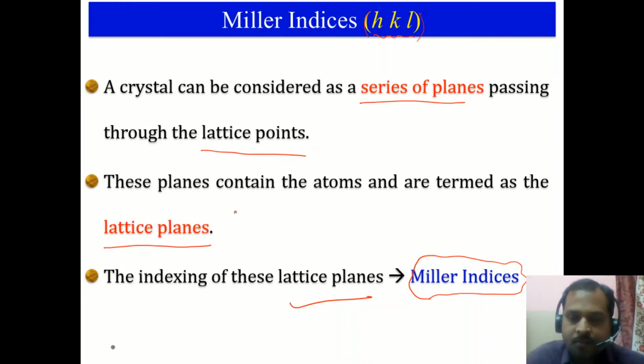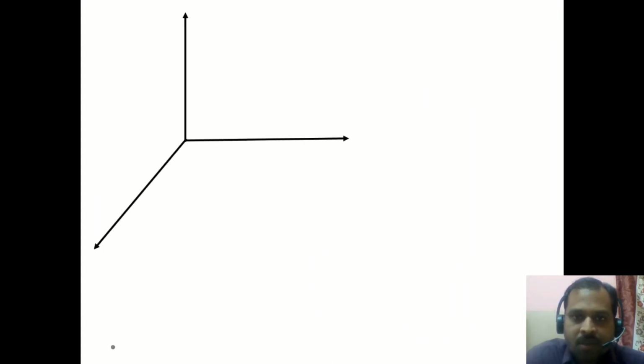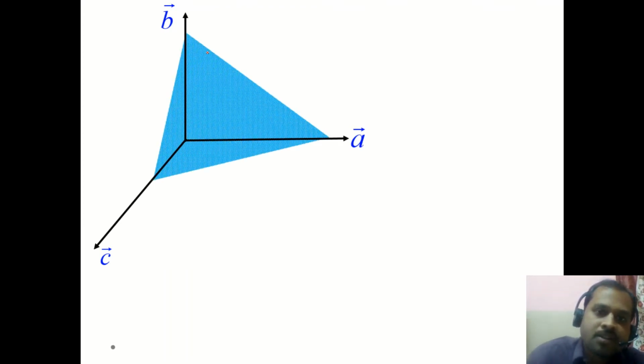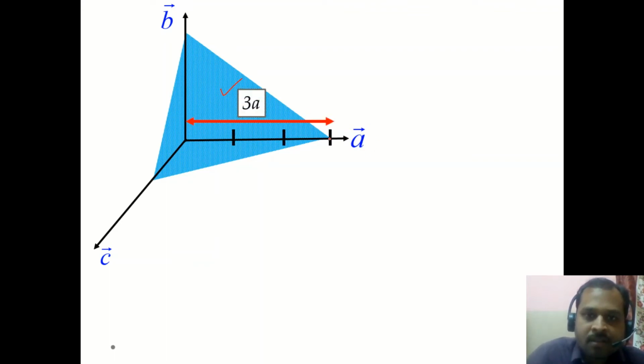So let us take an example here. Suppose a, b and c are the corresponding basis vectors for a 3-dimensional lattice, and let us try to focus on this particular plane. So first of all, let us see at what point this plane is going to intercept the A, B and C axis. For the A axis, the particular intercept is 3A, whereas for axis B it is 3B, whereas for axis C it is only C.